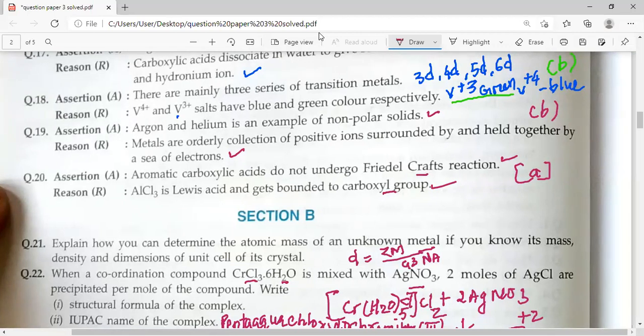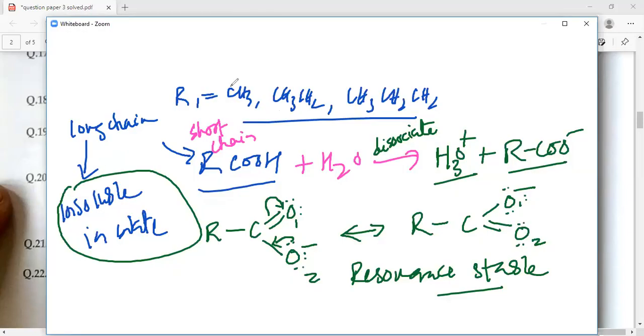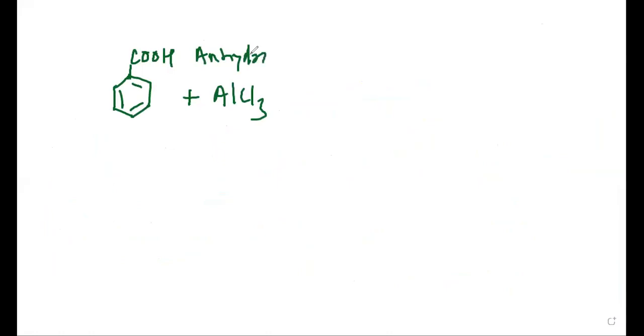Now let's move and understand the question number 20. Aromatic carboxylic acids do not undergo Friedel-Crafts reaction. AlCl3 is Lewis acid and gets bound to the carbonyl group. Now let me explain this, my dear students. If we have aromatic carboxylic acids, let us say it is COOH, that reacts with anhydrous AlCl3. This is the reagent for Friedel-Crafts reaction.